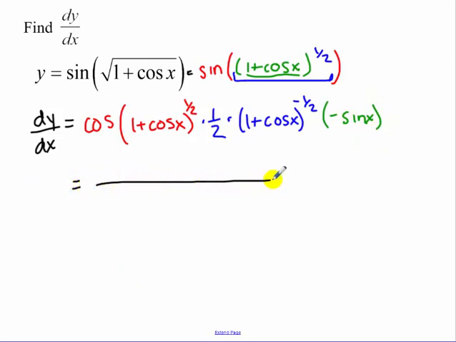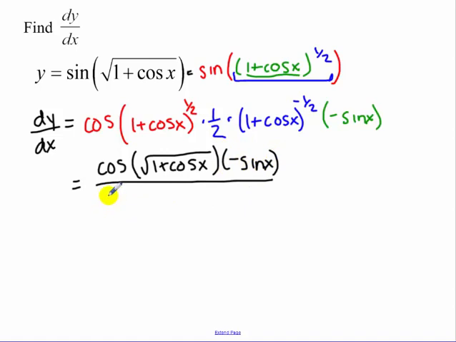Simplifying that, the cosine of the square root of 1 plus cosine of x, that's in the numerator, along with the negative sine of x. Now the 1/2, the 2 goes in the denominator, along with that 1 plus cosine of x to the 1/2 power. And you can make that radical if you wanted. I just chose to leave it as a fractional exponent.